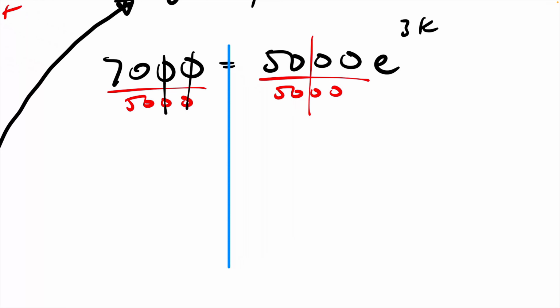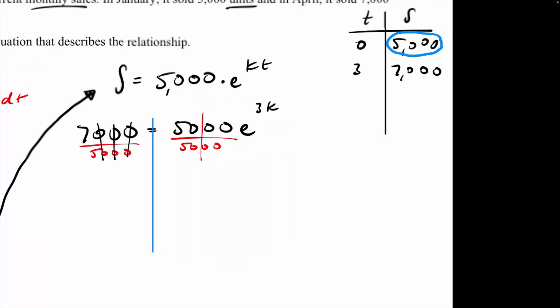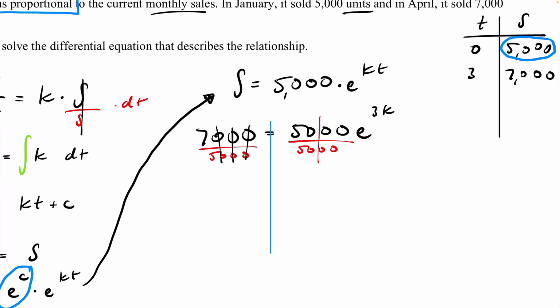So the zeros are going to cancel out, so you're just going to be left with 7 over 5. You can change that to a decimal, because remember, these are calculator questions, or you can just leave it 7 over 5. Up to you.